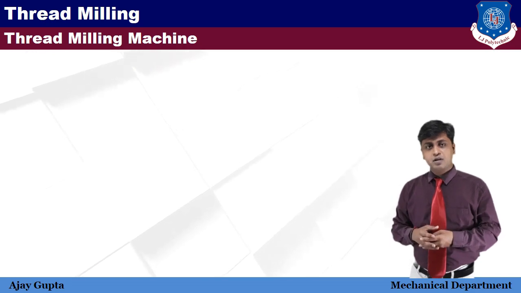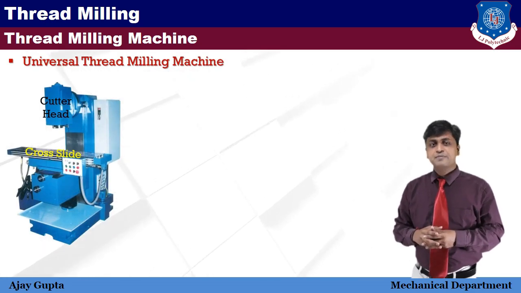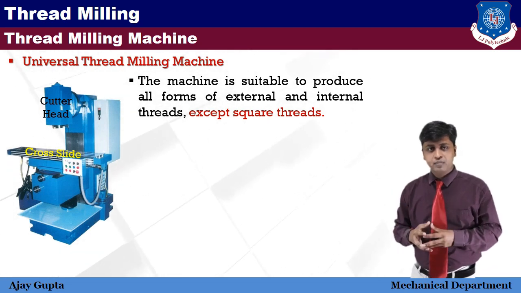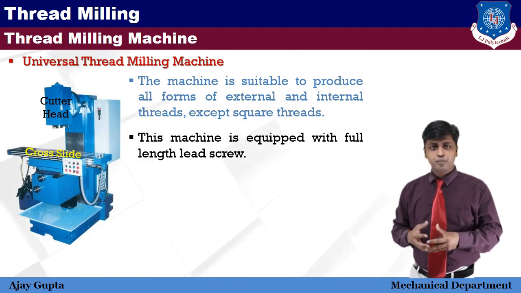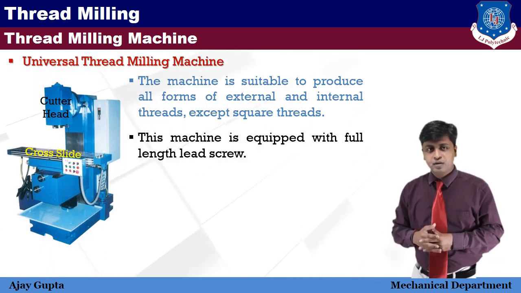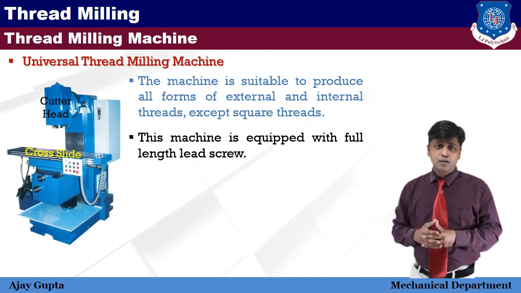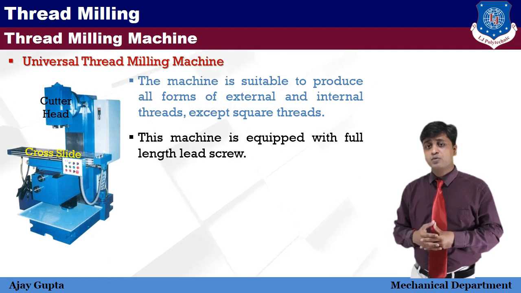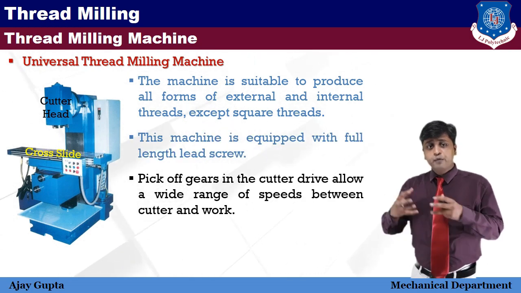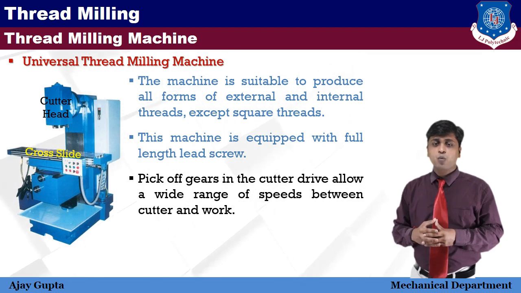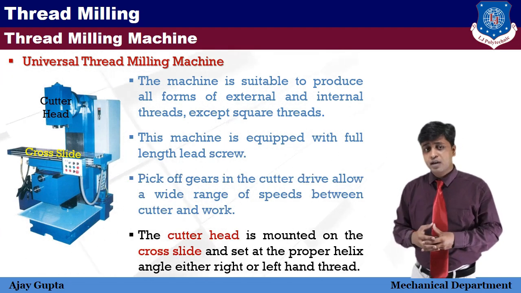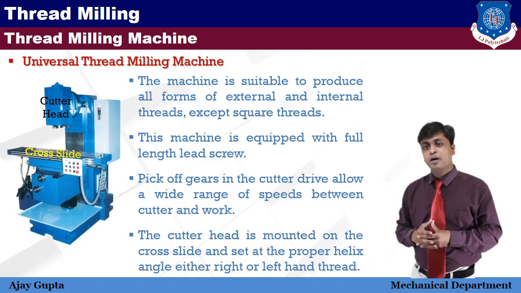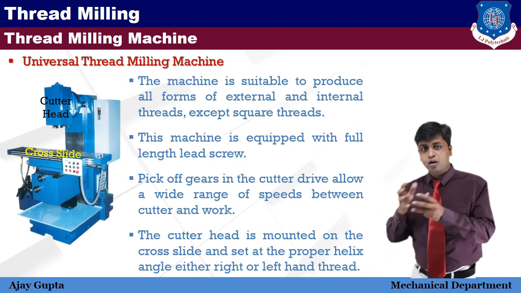So friends, now let's talk about the universal thread milling machine. This machine is suitable to produce all types of external and internal threads except square threads. This machine is equipped with a full length lead screw. Change gears permit milling of threads with lead of 0.8 to 152.1024 mm. Pick-up gears in the cutter drive allow a wide range of speeds between cutter and work, and the cutter head is mounted to the cross slide and set at the proper helix angle, either right or left hand thread.